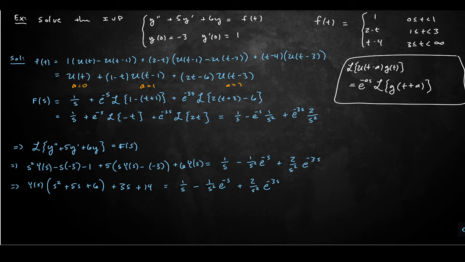So, goodness, what's going to happen here? We're going to have to move these terms on the left without capital Y of s, move these two terms right here to the right-hand side, and then divide by the coefficient of capital Y of s. So capital Y of s times s squared plus 5s plus 6 equals 1 over s minus 3s minus 14 minus 1 over s squared e to the negative s plus 2 over s squared e to the negative 3s.